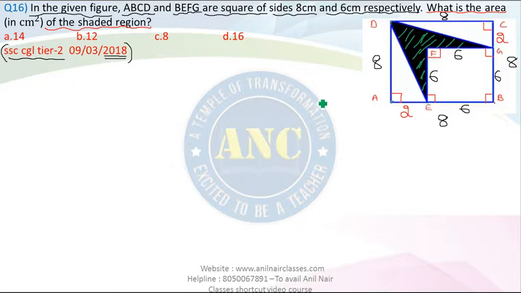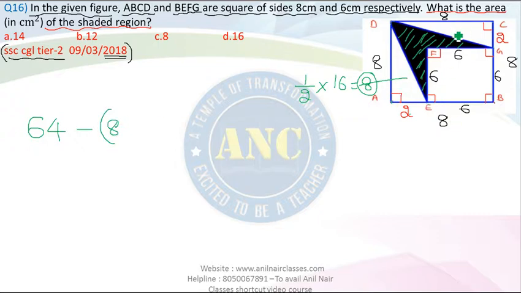That means, in simple language, what is the area of the outer square ABCD? It is 8 into 8, which is 64. From this outer square, simply remove this area. What is the area of this triangle? It is half into base 2, height 8. 8 into 2 is 16. So half into 16 is 8.